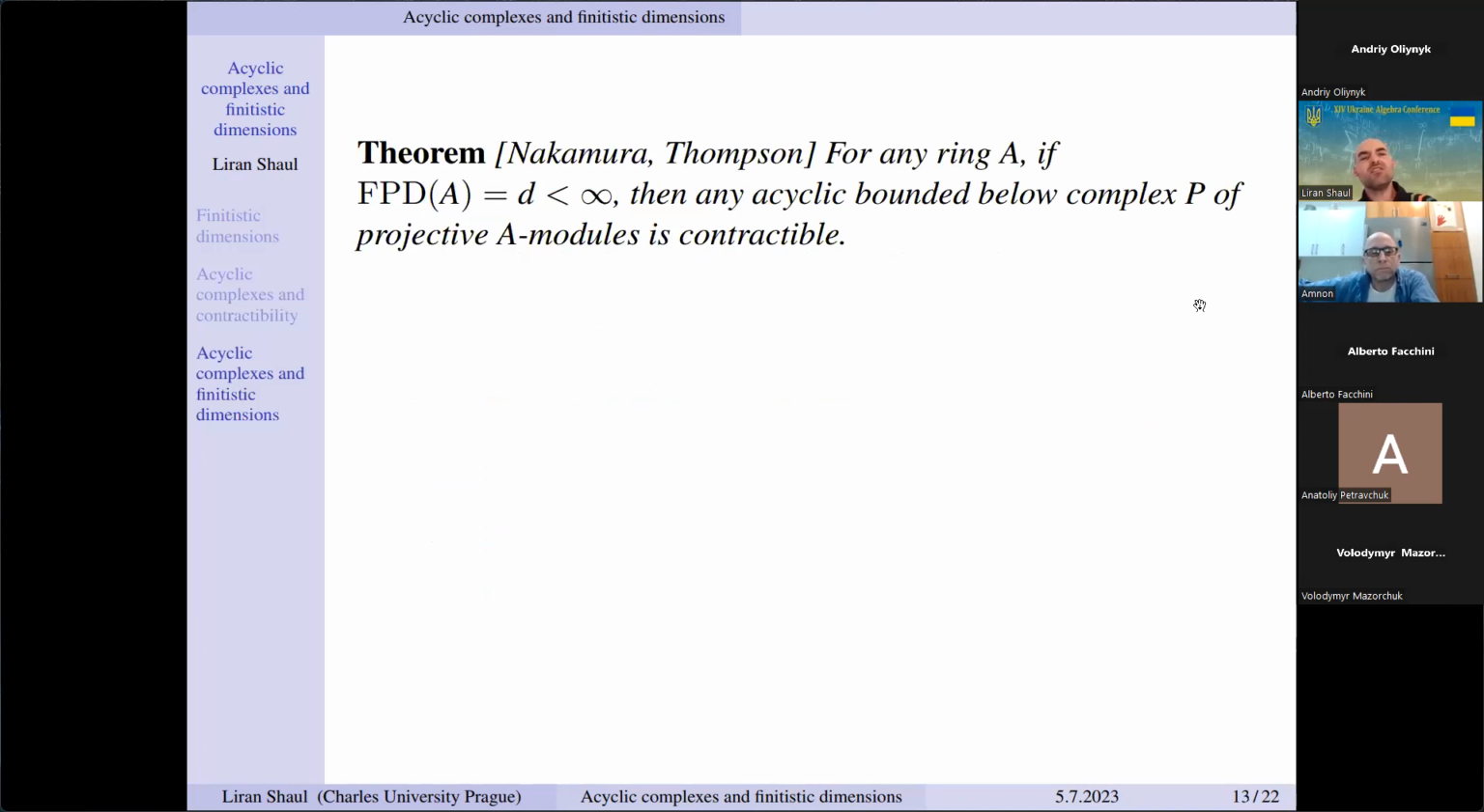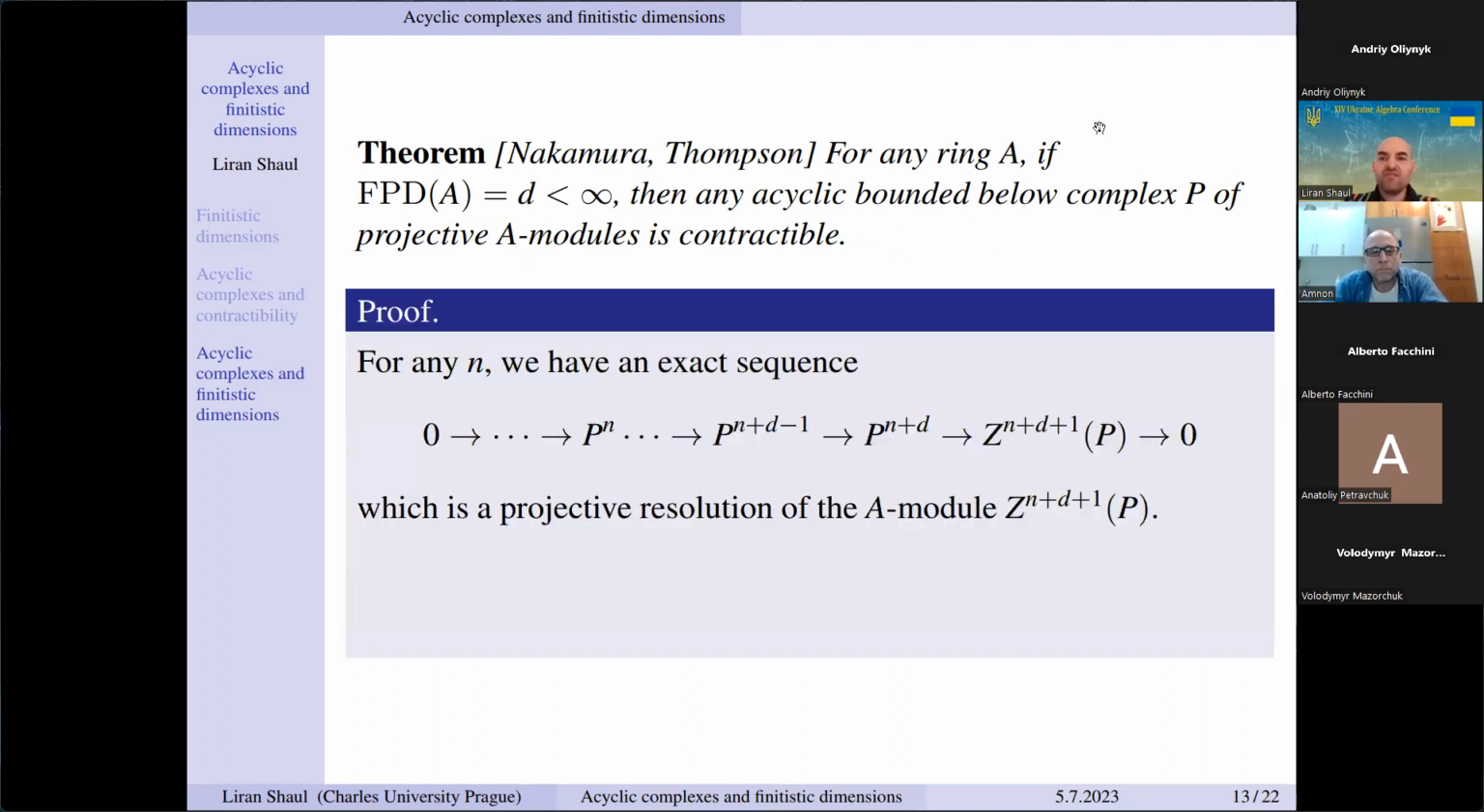So here's a recent result that Nakamura and Thompson were gracious enough to write as an appendix to a recent paper of mine. It says that if you have any ring whose finitistic dimension is finite, then any acyclic bounded below complex of projectives is contractible. Let me give a very short proof of this, because it's quite easy. For any n, because my complex is acyclic and bounded below, if I trim it at step n plus d plus 1, I get this exact sequence, which is just a projective resolution of the n plus d plus 1 cocycle module of this complex.